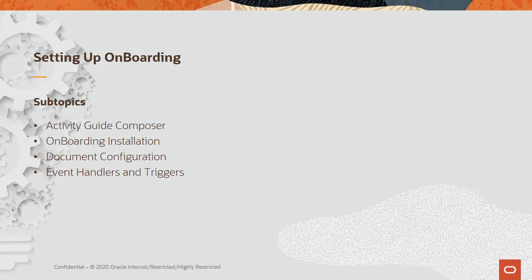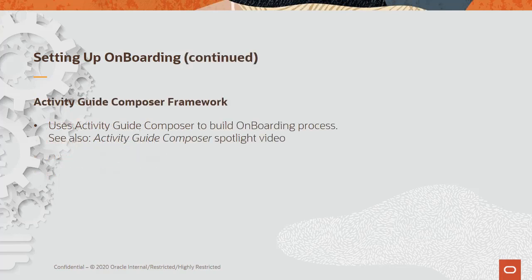The onboarding feature includes several setup tasks. We'll discuss the Activity Guide Composer first. PeopleSoft HCM uses the Activity Guide Composer framework to build the onboarding process for new hires. The framework consists of a number of components: categories and templates, which represent both the technical and functional aspects of building business processes, template assignment, as well as other utilities.